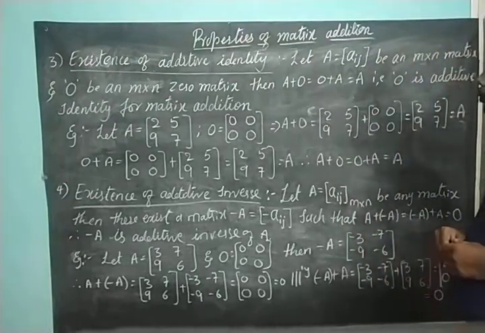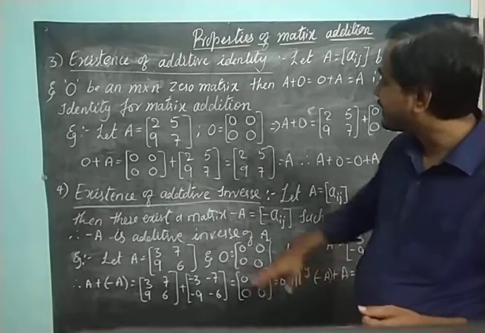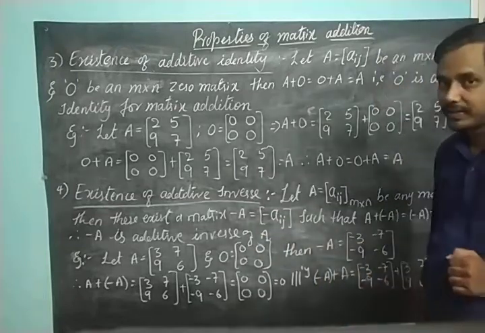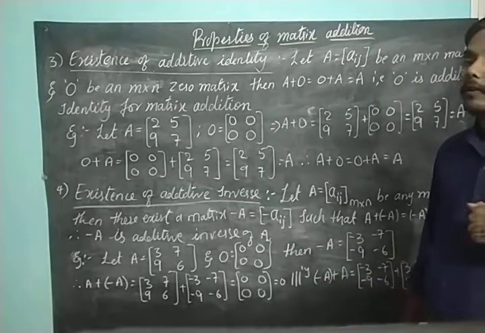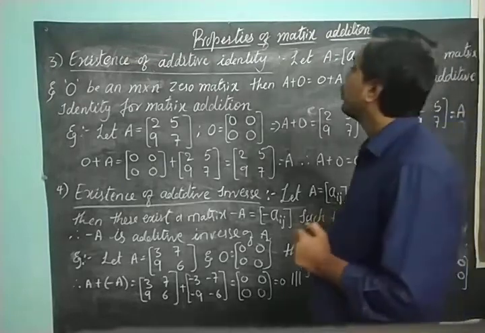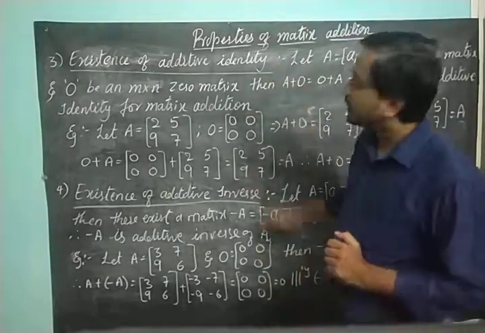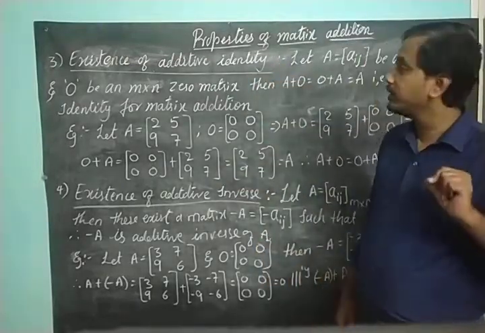Now let us move on to the next topic. Existence of additive inverse. It is similar to the identity matrix, with only small differences.